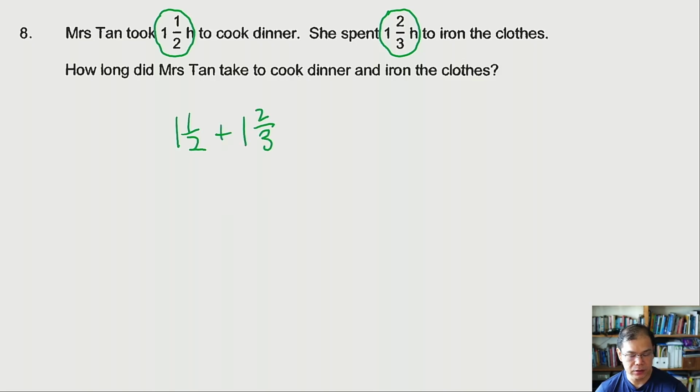Right? So this is non-calculator paper. So recall the steps how to add mixed numbers. So you add the whole number parts first. 1 plus 1, that's 2. So you're left with 2.5 plus 2/3. Now you add the fractional parts.